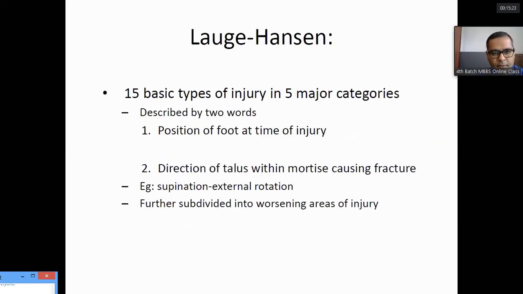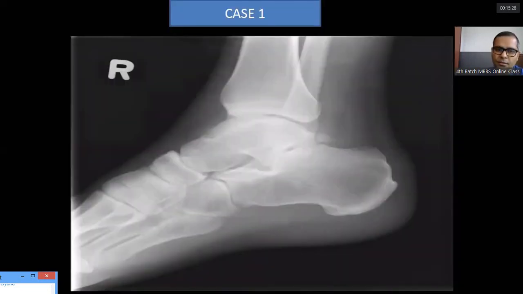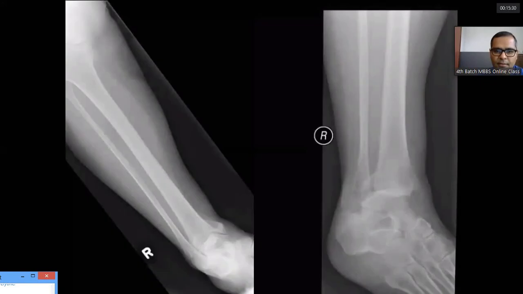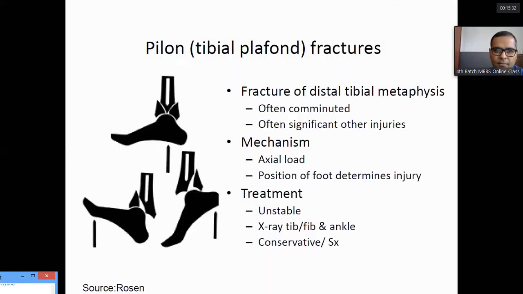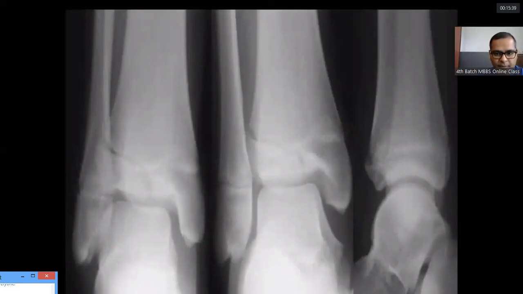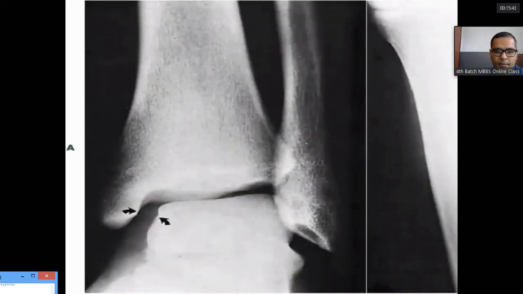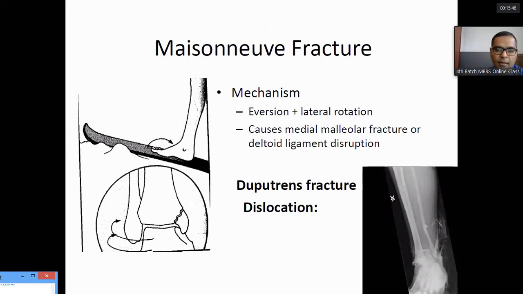Stable, unstable, Lauge-Hansen classification, Danis-Weber ABC. This you should not forget. These are the typical case series which we have discussed. Tibial pylon fracture, Ruedi-Allgöwer classification, Tillaux fractures. This is a Maisonneuve injury. At the ankle you see one small fracture, and high up there is a lateral fibula fracture. So you should always palpate the whole length of the fibula so as not to miss the Maisonneuve fracture.